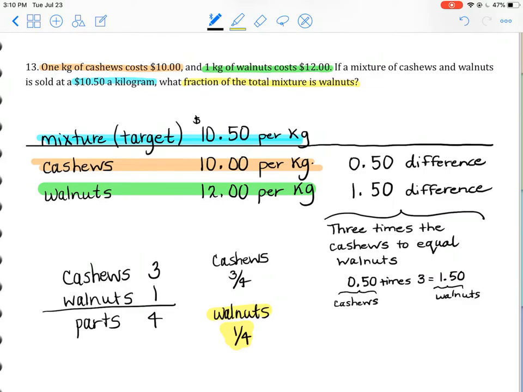So in order to do that, you have to compare things to the target. Figure out how far away from the target each of them are, and then figure out the relationship between those, and that'll lead you to that last step.